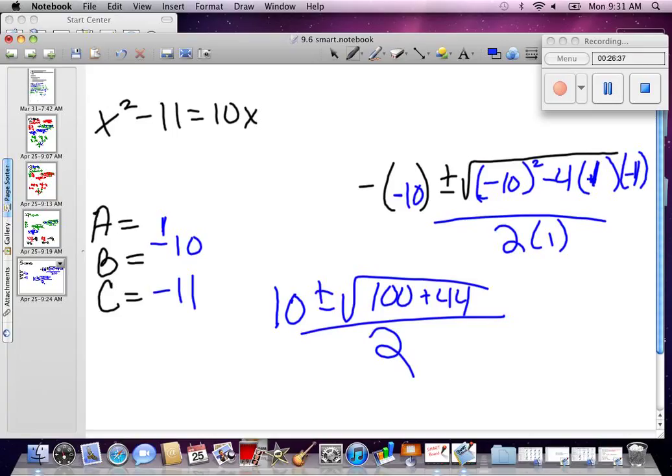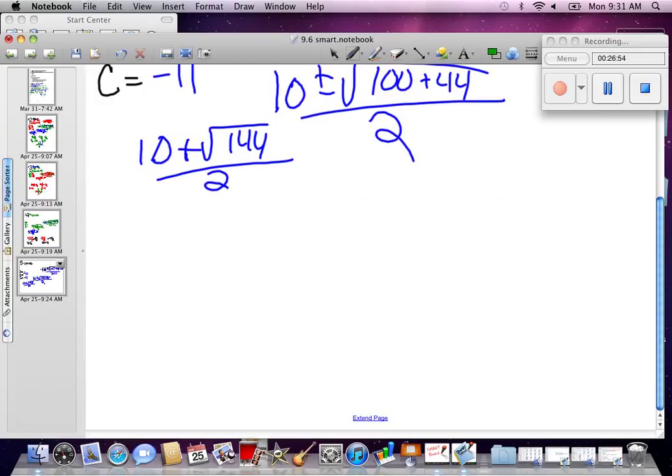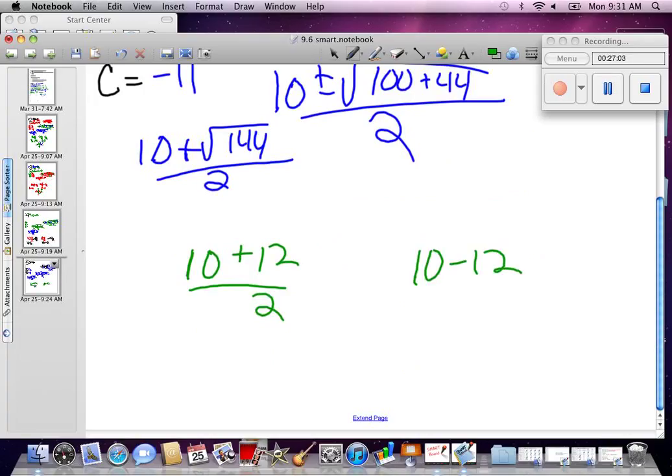Now, what's 100 plus 44? 10 plus square root of 144 over 2. What is the square root of 144? 12. So you're going to have 10 plus 12 over 2, and then 10 minus 12 over 2. How did I get 12? 12 is the square root of 144. And then you had to separate them.